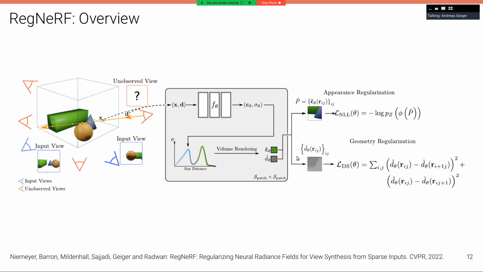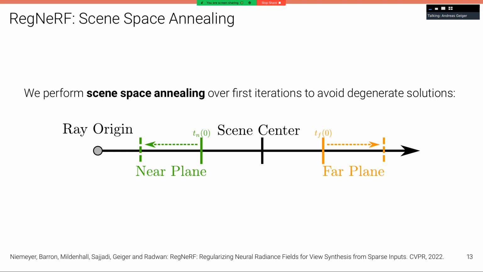For the geometry, we use a relatively simple regularizer. We just render these depth patches, and then we use a standard variational loss. In practice, what we do is we minimize the L2 distance between neighboring pixels in terms of their depth in order to yield smooth surfaces. So these are the two regularizers that we apply to help NeRF find the solution.